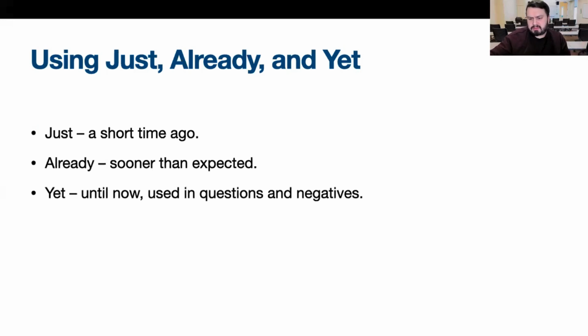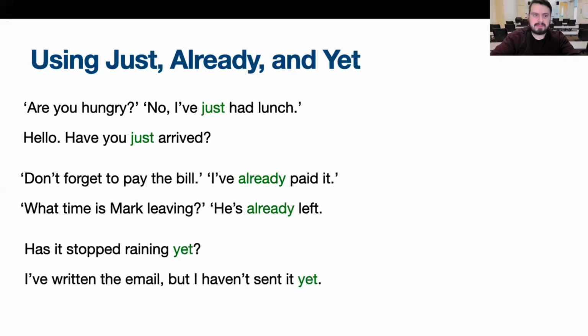Have you done your homework? I've done it already. And yet. Yet is kind of like the opposite of already, but we only use yet in questions and negatives. Negatives are sentences that have a not in them, okay? Let's look at some examples here, okay?